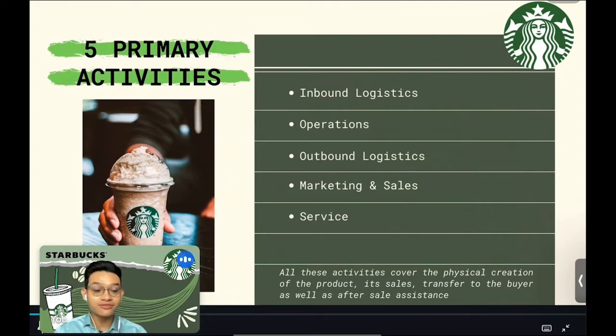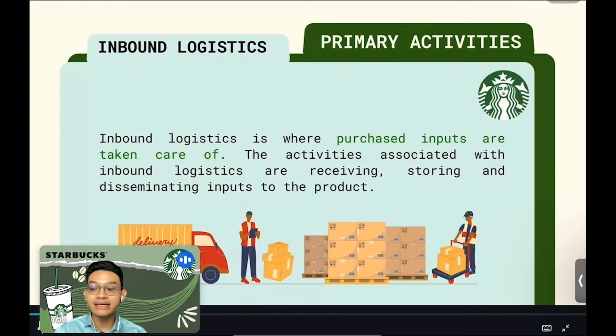Now let's move on to the first one, which is the inbound logistics. The inbound logistics is where all the purchase inputs are taken care of. The activities include the material handling, warehousing, inventory control, vehicle scheduling and return to suppliers.